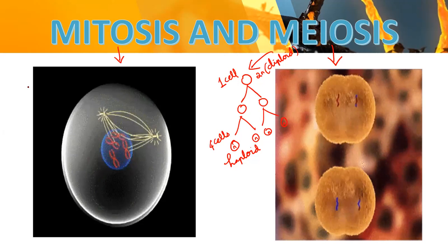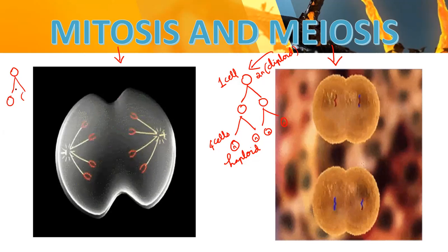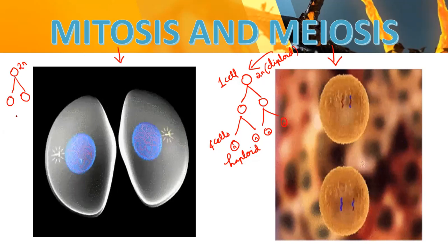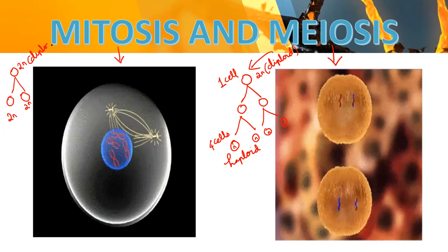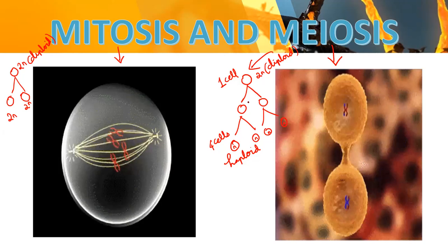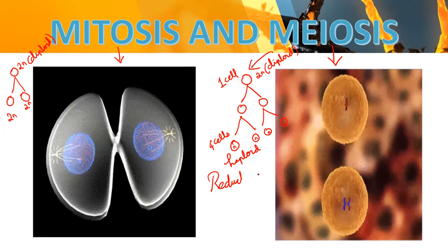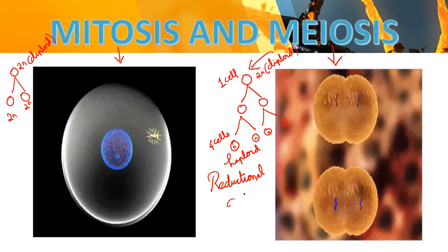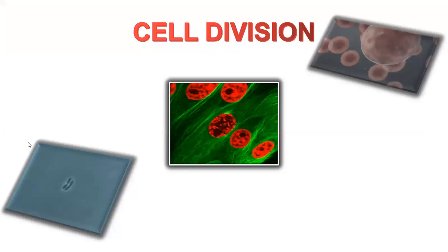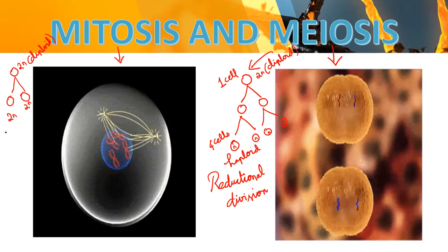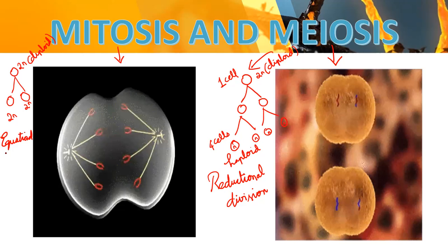So one cell will divide further and give birth to four cells. This is meiosis. Mitosis, if you take, one cell will divide and produce only two cells, and both will be in 2n condition. What is 2n condition? Diploid. They are diploid in nature. Whereas here a diploid cell will produce haploid cells. So we call it a reductional division. And this you call an equational division, because it maintains the same chromosomal number. Equational division.